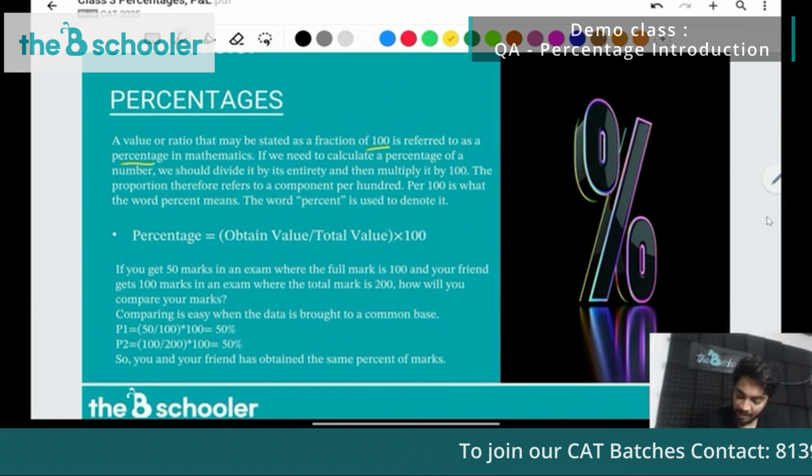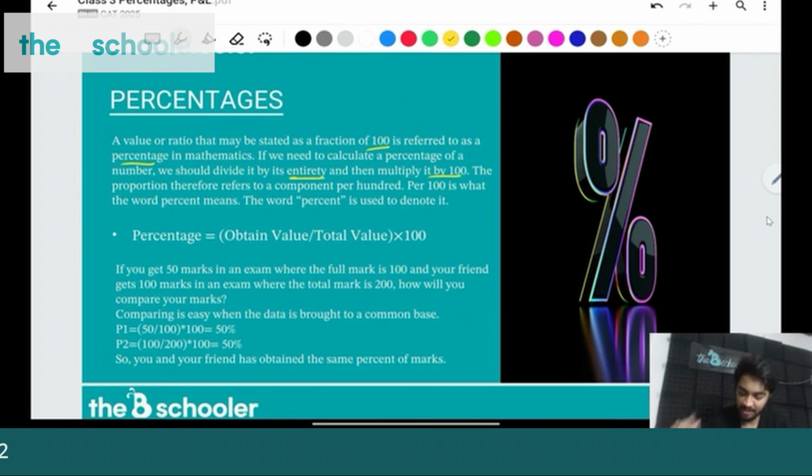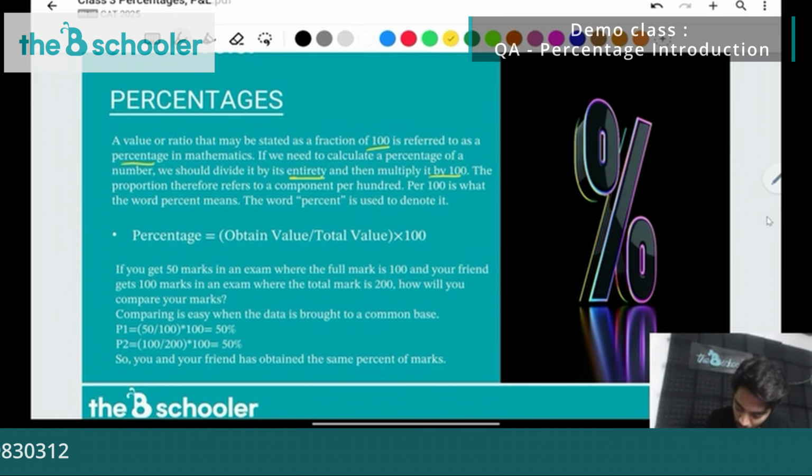If we need to calculate a percentage of a number, we should divide it by its entirety. Here, the entirety is the total mark, which was 500. So 450 divided by 500 and then multiply it by 100, and put a percentage symbol. So what you do: obtained value divided by total value into 100, and add a percentage sign, into 100%.